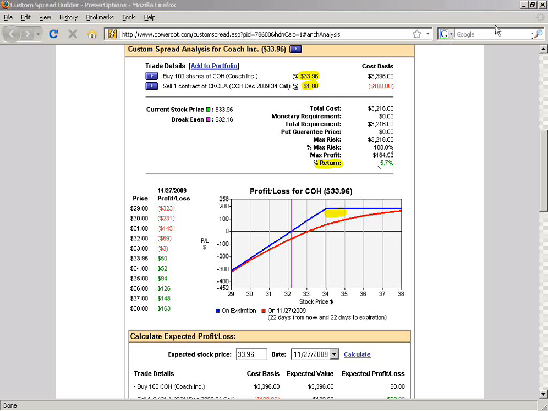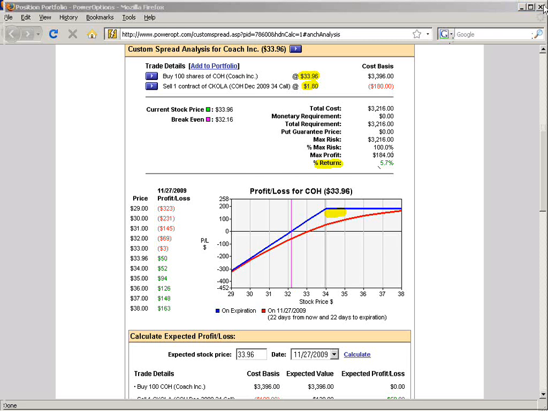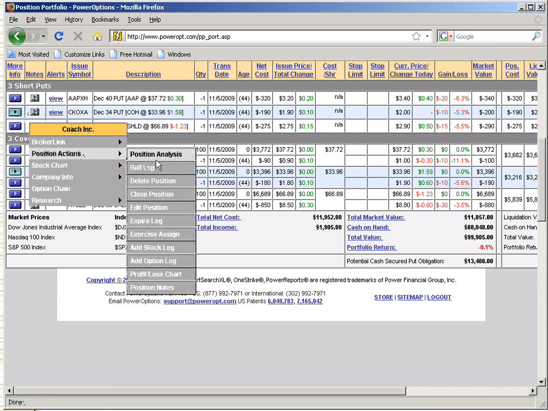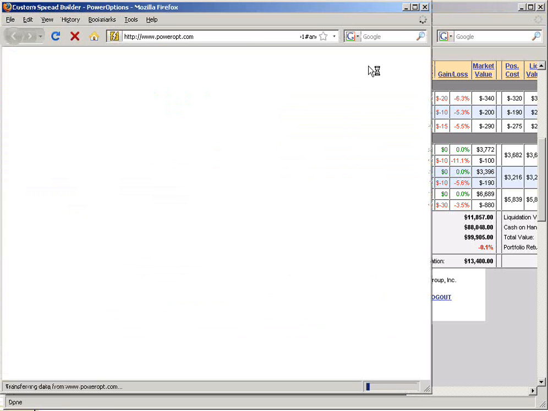Okay, well, let's close this profit and loss chart and compare it now to the at-the-money naked put for Coach. Here's the December 34 put option with a natural bid price at today's close of $1.90. So let's go ahead and take a look at our profit and loss chart and compare it to that position.